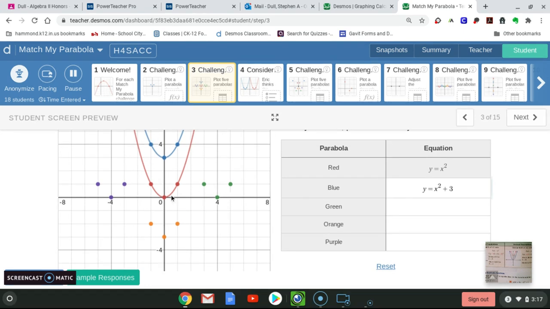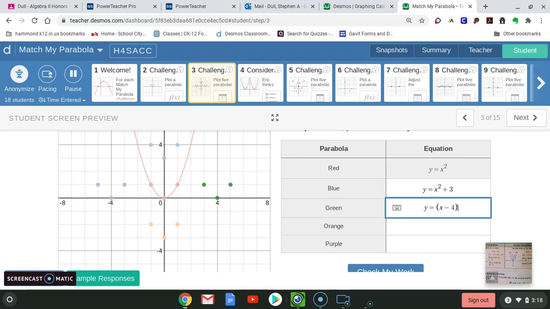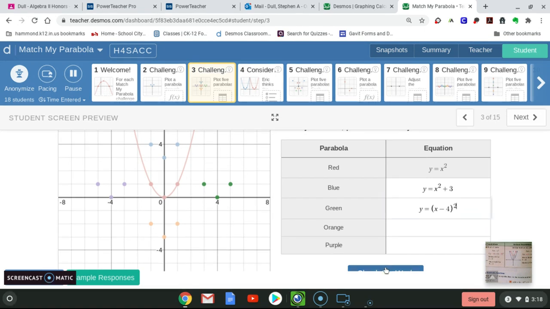Well, how about these green points? If I look at the vertex, 1, 2, 3, 4, it appears that it's moved over 4 units to the right. Well, let's remind ourselves, how do we make that happen? So to get a horizontal shift, we're going to add or subtract from the x before we square that expression. So y equals x minus 4, right? If we want to move it to the right, it's going to be minus a positive. If we're going to move it left, it's going to be minus a negative, which would create addition inside of those parentheses. So y equals x minus 4 quantity squared. And that hits those 3 green points.